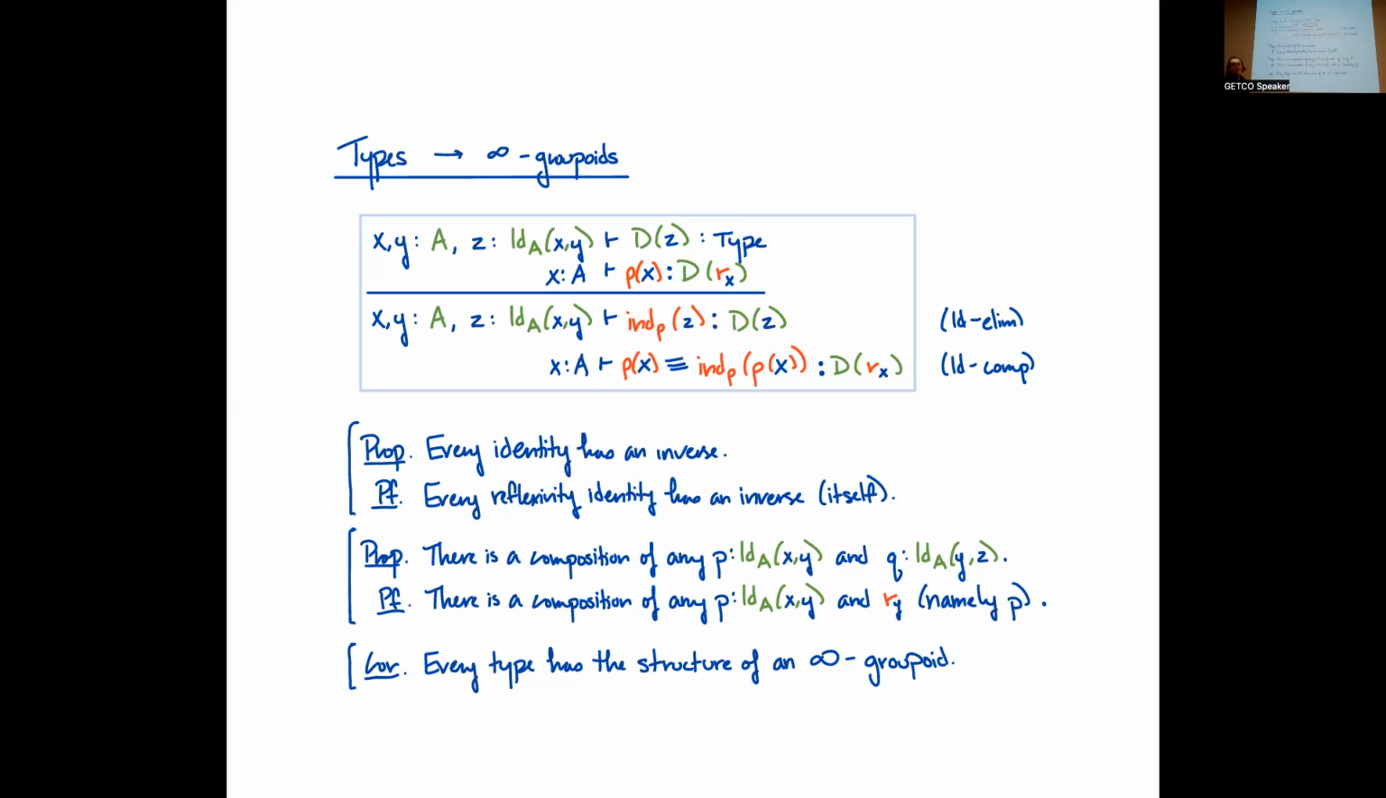Okay, and so we can also make similar proofs saying that, like, if we compose a path and its inverse, then that's identical to the reflexivity identity at the starting point, and all those kinds of coherencies. And we find that every type has a structure of an infinity group.